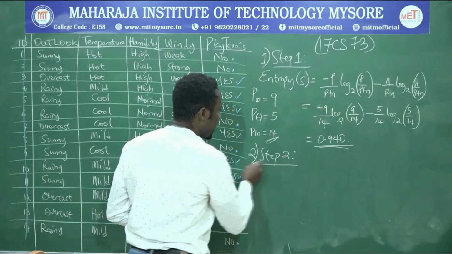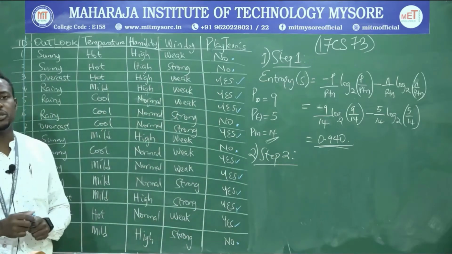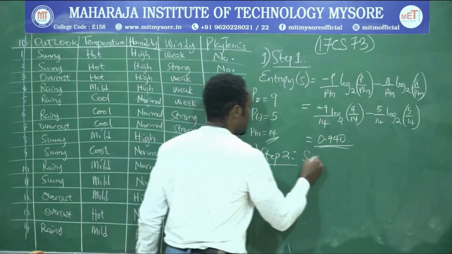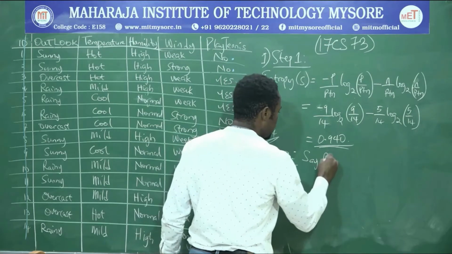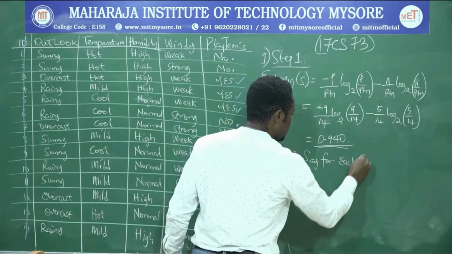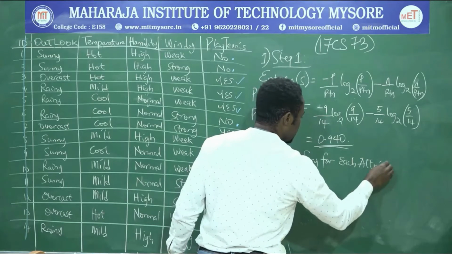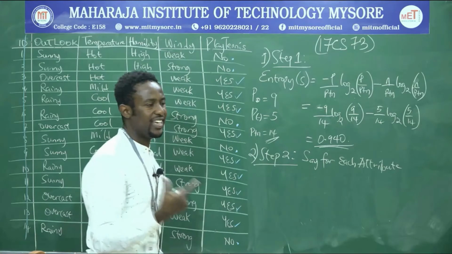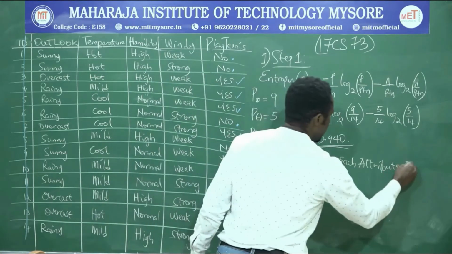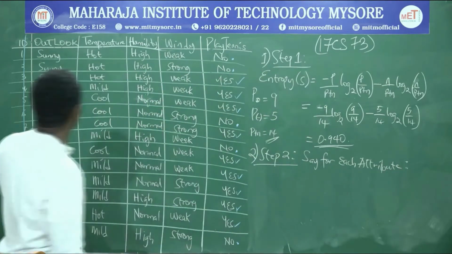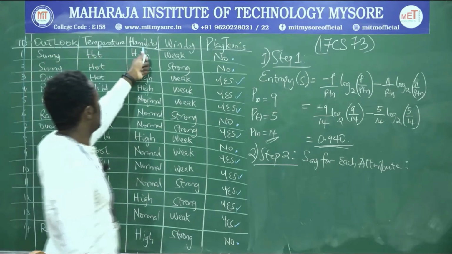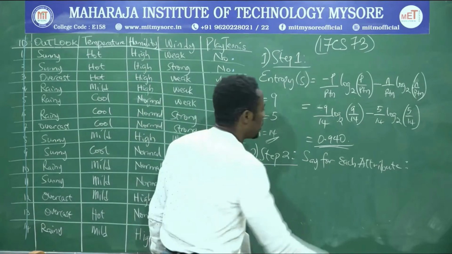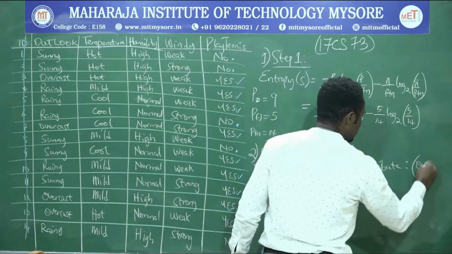In step 2, it says for each attribute. For each what? Attribute. So what do you think we want to compute? You guessed it right. We want to compute the entropy of A. So for each attribute, what are the attributes here? Outlook, temperature, humidity, windy. So let's take outlook now.